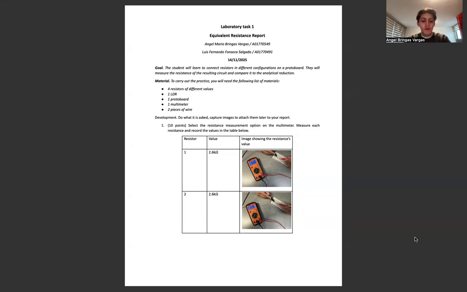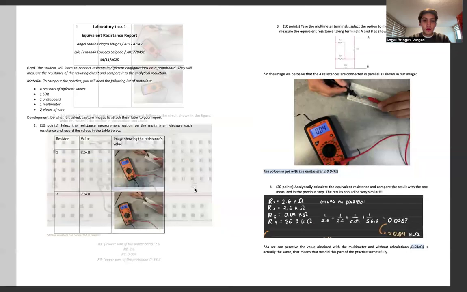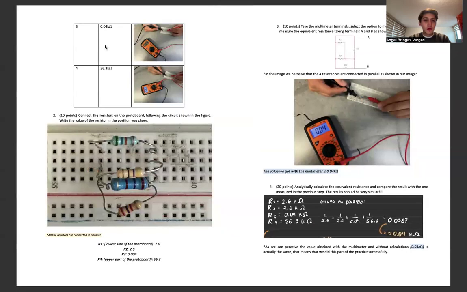Well, first of all, in the first statement, they told us to measure with the multimeter the resistance values of four resistors. First we got 2.6 kilo ohms. On the second one, we got 2.6 kilo ohms. On the third one, we got 0.04 kilo ohms. And on number four, we got 56.3 kilo ohms.